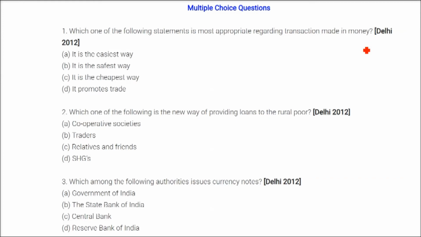The MCQ, multiple choice questions. Which one of the following statements is most appropriate regarding transactions made in money? So the answer is it promotes trade. All others also almost look true, but this is the best one. It promotes trade. Which one of the following is the new way of providing loans to the rural poor? The answer is SHG, self-help groups. Which among the following authorities issues currency notes? It's the Reserve Bank of India, RBI.